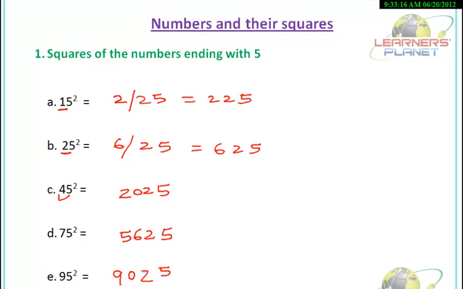If I ask you what is 85 square, so it's very simple, friends. You can calculate it mentally. It's just we have to write 25, then 8 into its next number, that is 9. 8 9s are 72. Isn't it very simple? Okay.